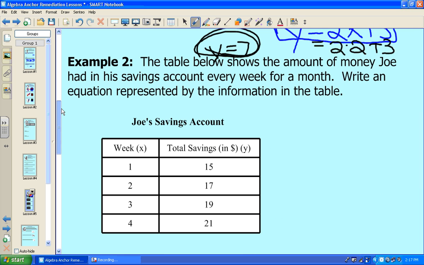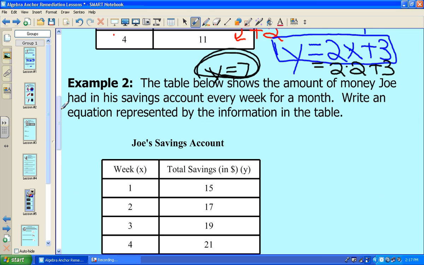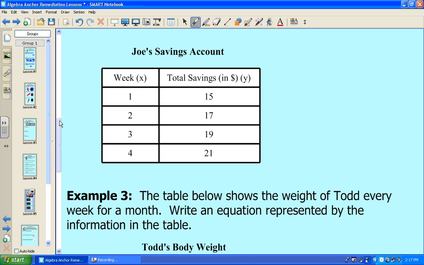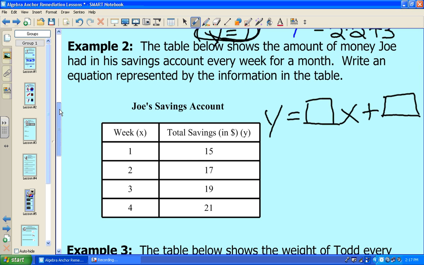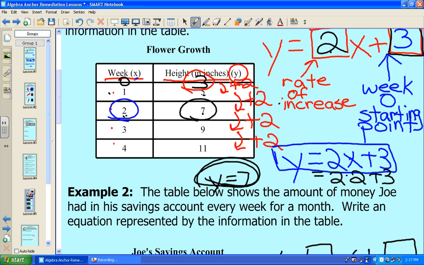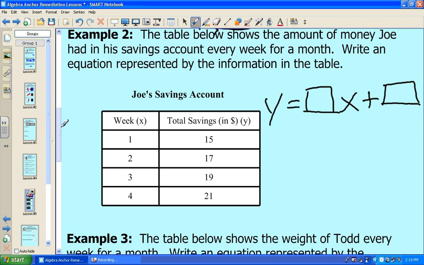Okay, let's go on to example 2. The table below shows the amount of money Joe had in his savings account every week for a month. Write an equation represented by the information in the table. Once again, you're going to start with y equals some number times x plus some other number. The number in front of x was the rate of increase. I'm going to write that again.